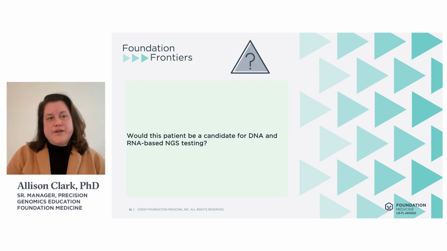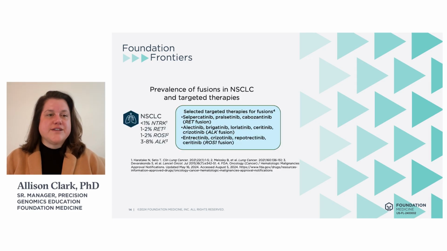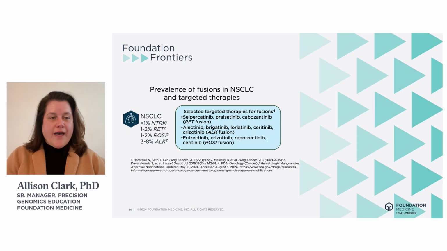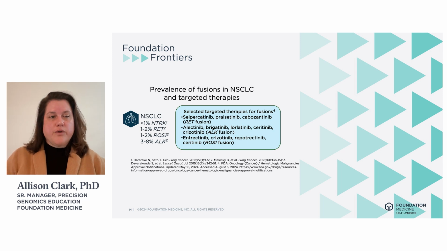So would this patient be a candidate for DNA and RNA-based NGS testing? So knowing that this patient has non-small cell lung cancer, we do know that this is a tumor type that's enriched in potentially actionable fusions. We see a low prevalence of NTRK fusions, RET fusions, ROS1 fusions, as well as ALK fusions in this tumor type. We also know that our patient is relatively young and a non-smoker, so this is a phenotype that might be enriched for these actionable fusions.